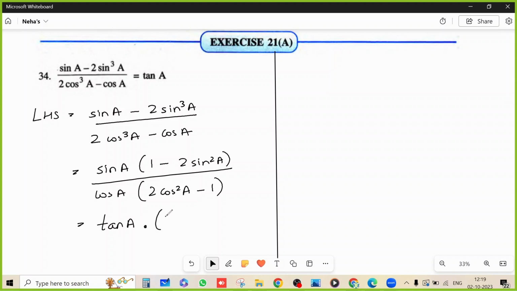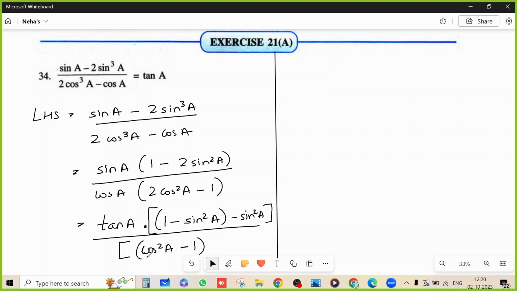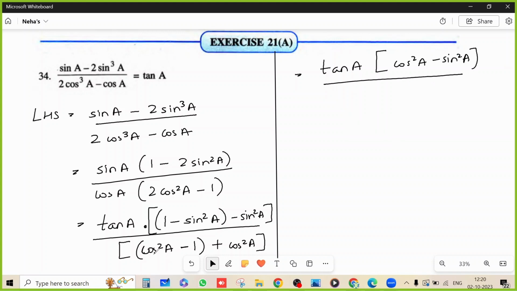1 minus 2 sin square A can be written as 1 minus sin square A minus sin square A, and the denominator can be written as cos square A minus 1 plus cos square A. Now 1 minus sin square A in the numerator is equal to cos square A and cos square A minus 1 is equal to minus sin square A. So the denominator will become cos square A minus sin square A.